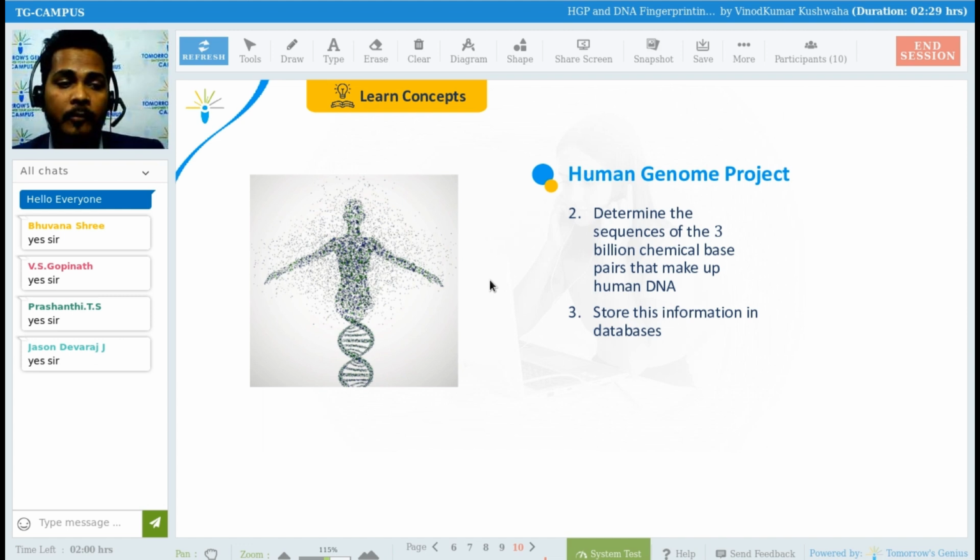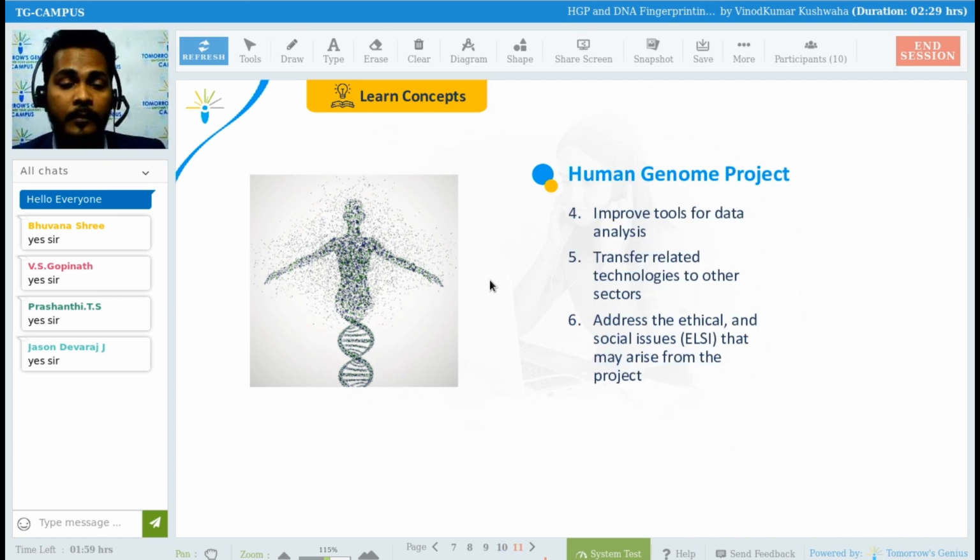Now the third important goal is to store this information in a database. What is the meaning of database? In the form of computational input, right? Whatever the data is, all of it is going to be stored in the computer. So it is storage of the database in computational technology. That is another goal of this project.